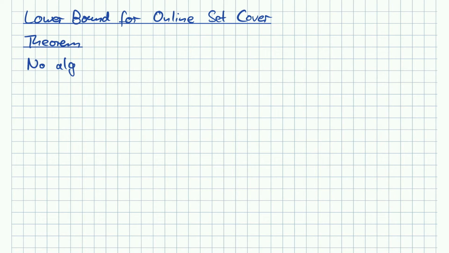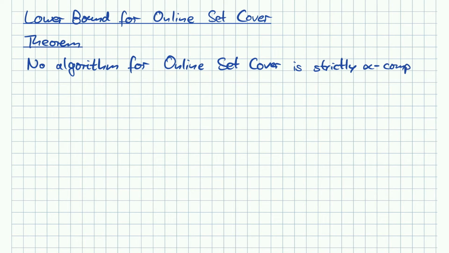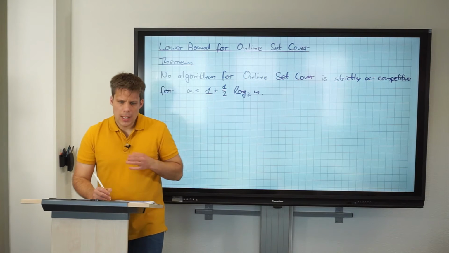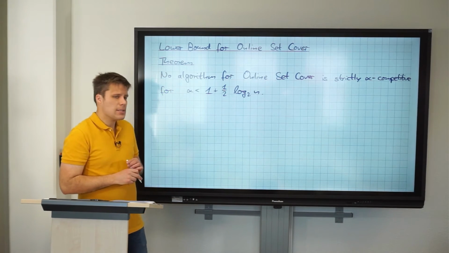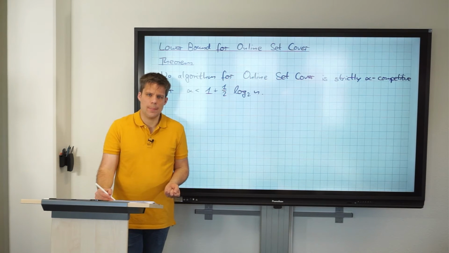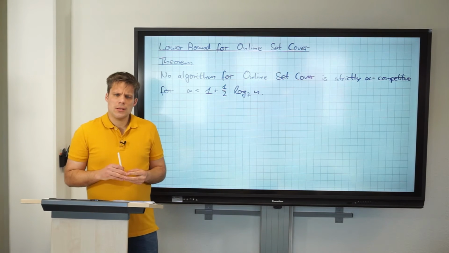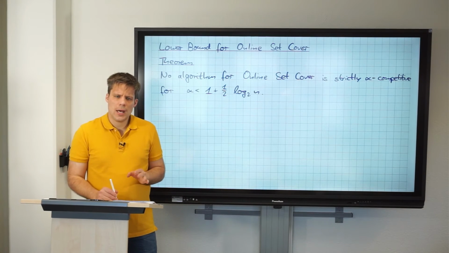We'll show that no algorithm for online set cover is strictly alpha competitive for alpha being smaller than 1 plus a half times log to the base of 2 of n. N, I hope you remember, is the number of sets that we have in our set system. You can also compare this to the competitive ratio that we had for our final algorithm.